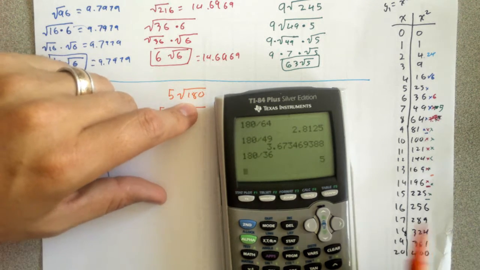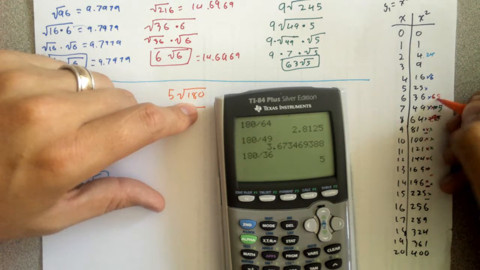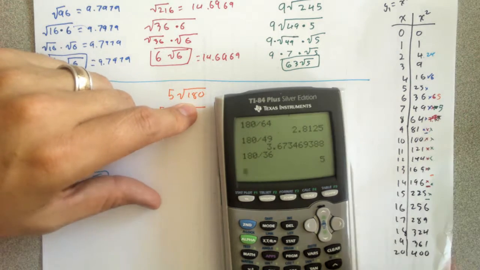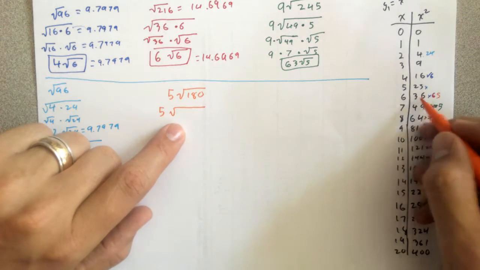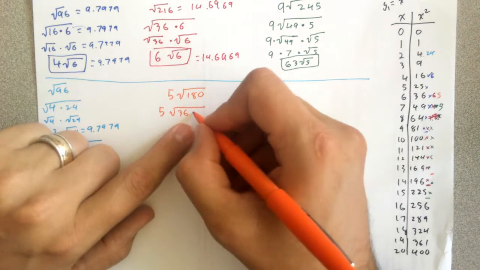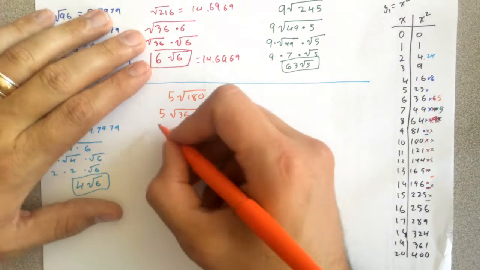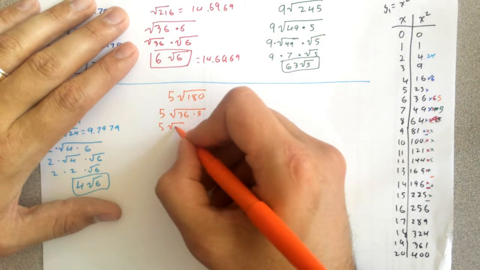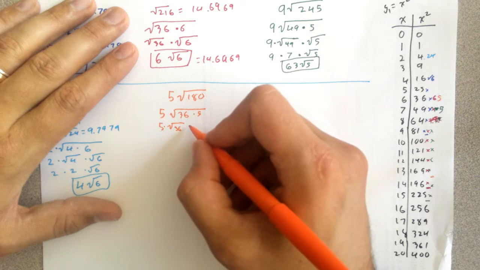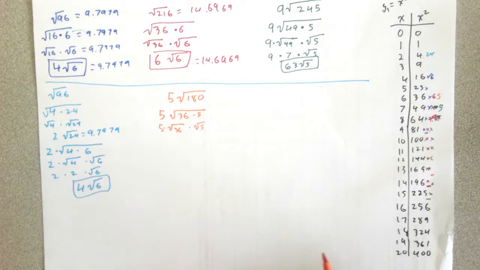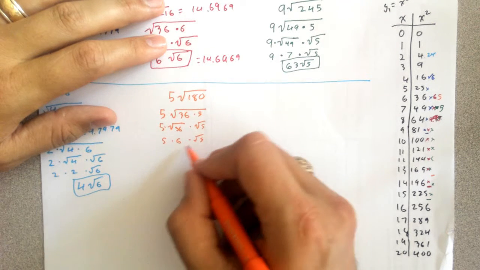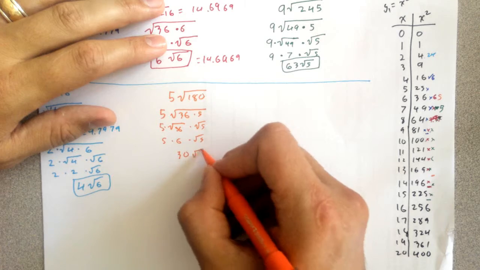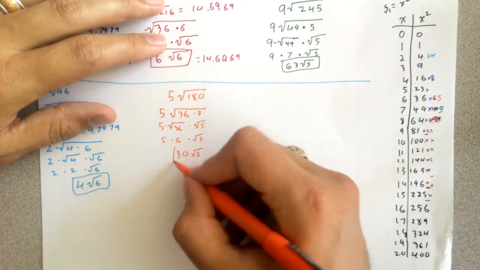Oh, that works. So for 36, we have a 5. 5 times 36 gets us our 180. So let's split up the 180. Our winner again was 36, and then we're going to multiply it by 5 in the parentheses. Let's separate that. 5 times the square root of 36 times the square root of 5. 5 times 6 times the square root of 5. And then 5 times 6 is 30, and then the square root of 5. That's my answer there.